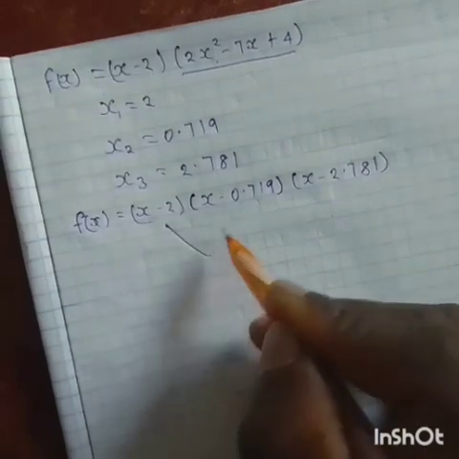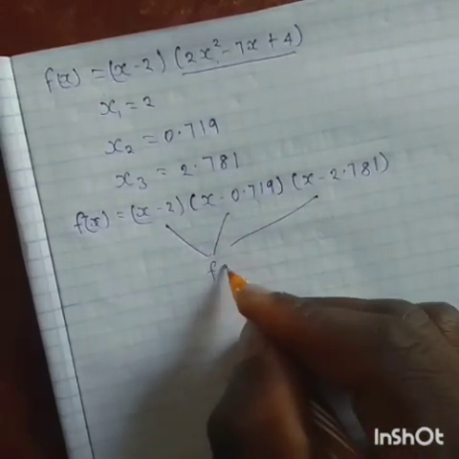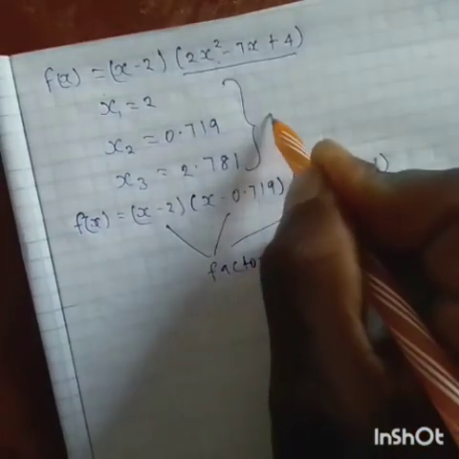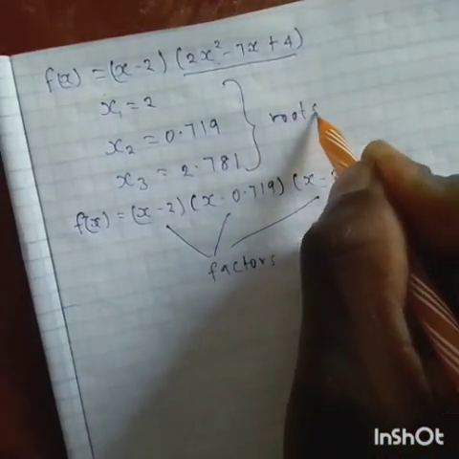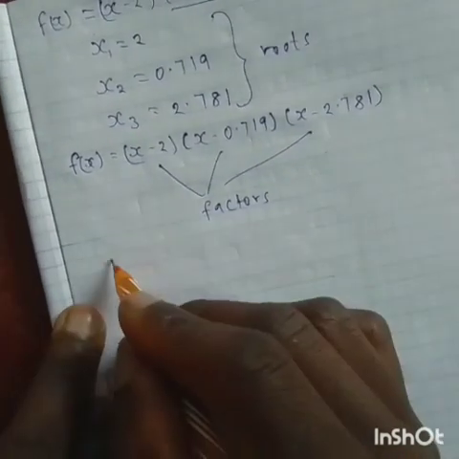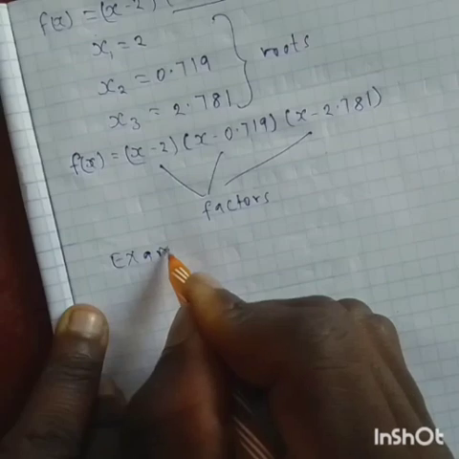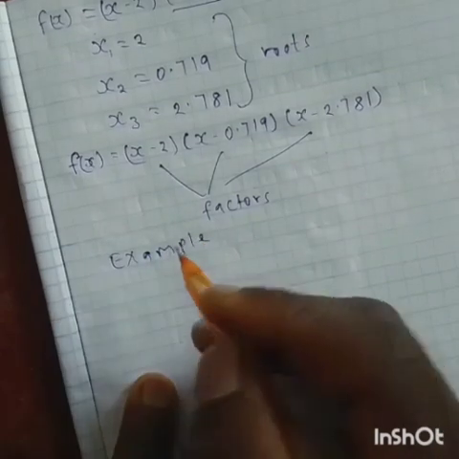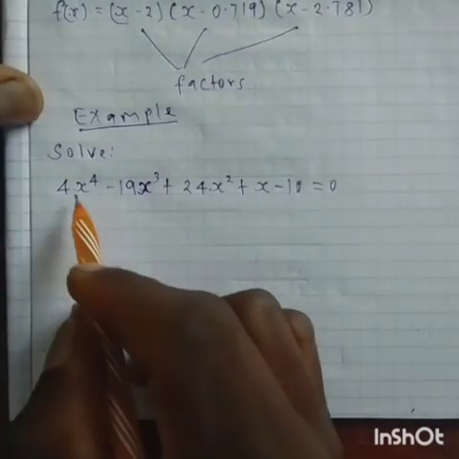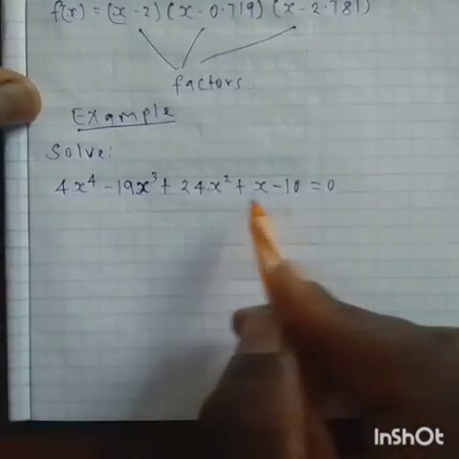So we will now present our polynomial as this. These are the factors, and these ones are the roots. Yeah, that is how we can solve a polynomial. So let us now look at another example, of a fourth order polynomial. We want to solve this fourth order polynomial presented as this.